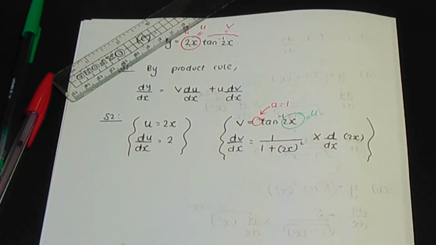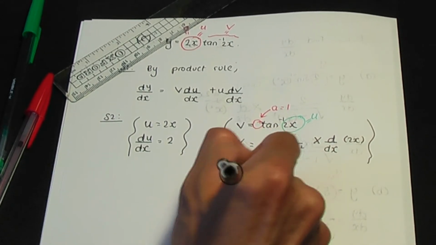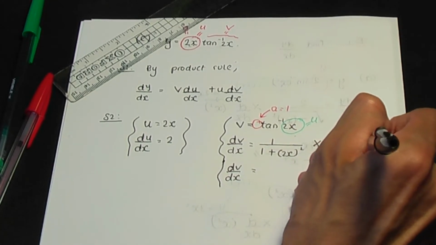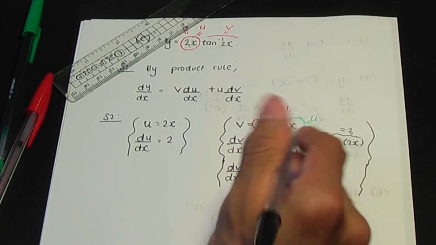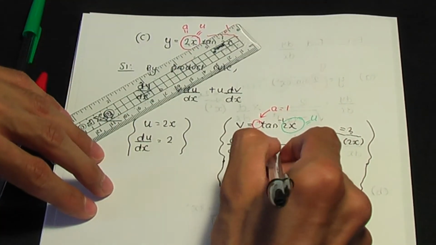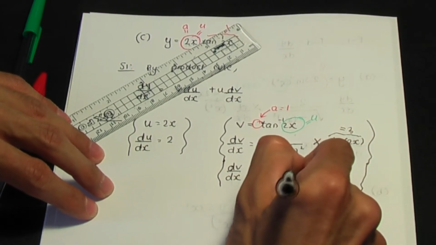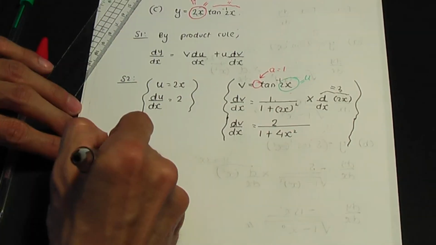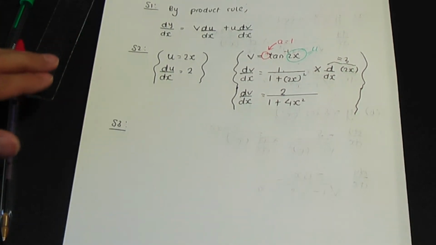Okay, so let's tidy this up. So dv over dx is equal to d by dx of 2x, that's simply 2. 2 times the 1 is 2, divided by 1 plus 2x squared, which is 4x squared when simplified. Okay, so that is step number 2, and step number 3, final step.